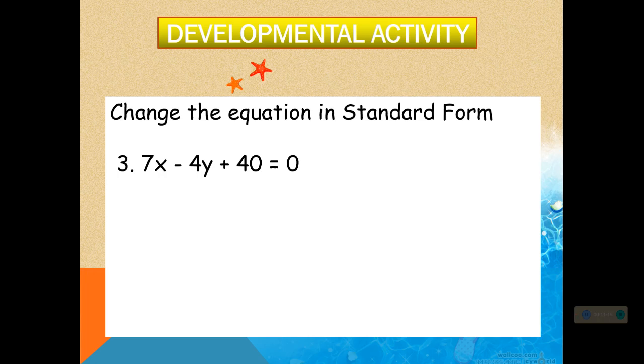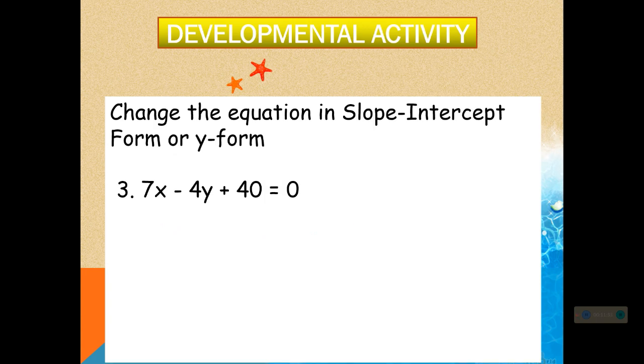Okay, so again, the standard form, I hope you can still remember that. Yes, we have here 7x minus 4y equals negative 40. Very simple. So, here is our standard form, ax plus by equals c. Any question? Okay, so let's now proceed with the slope-intercept form of that given equation.